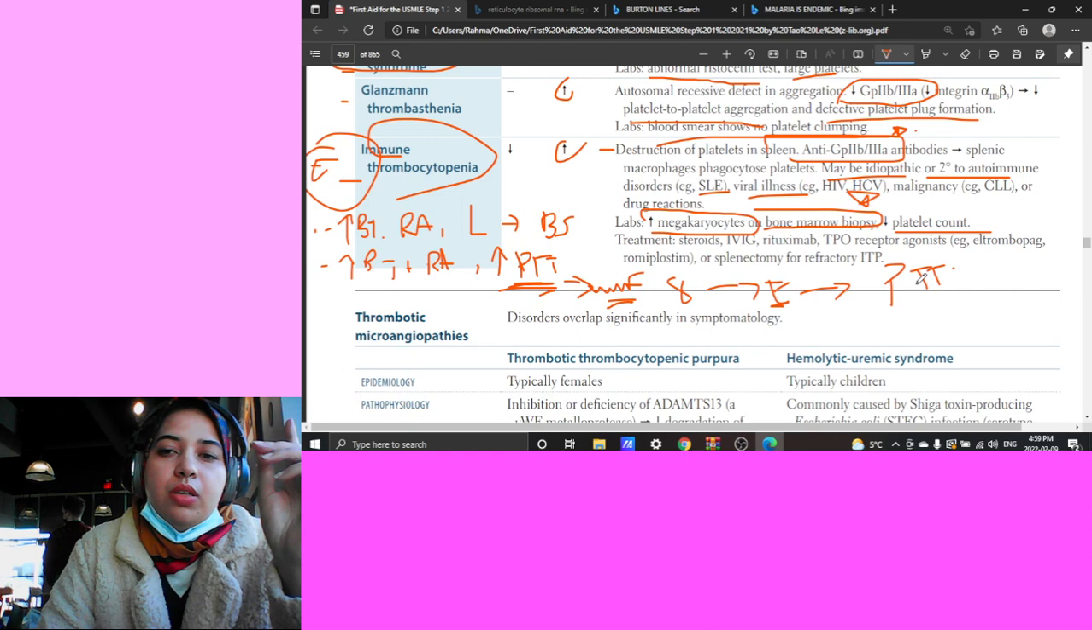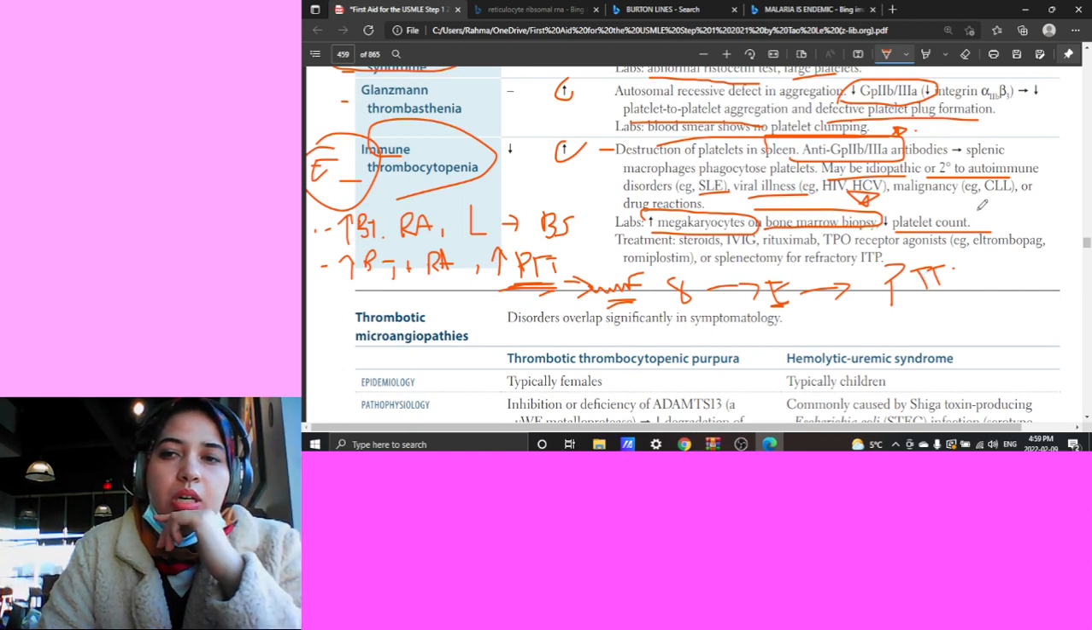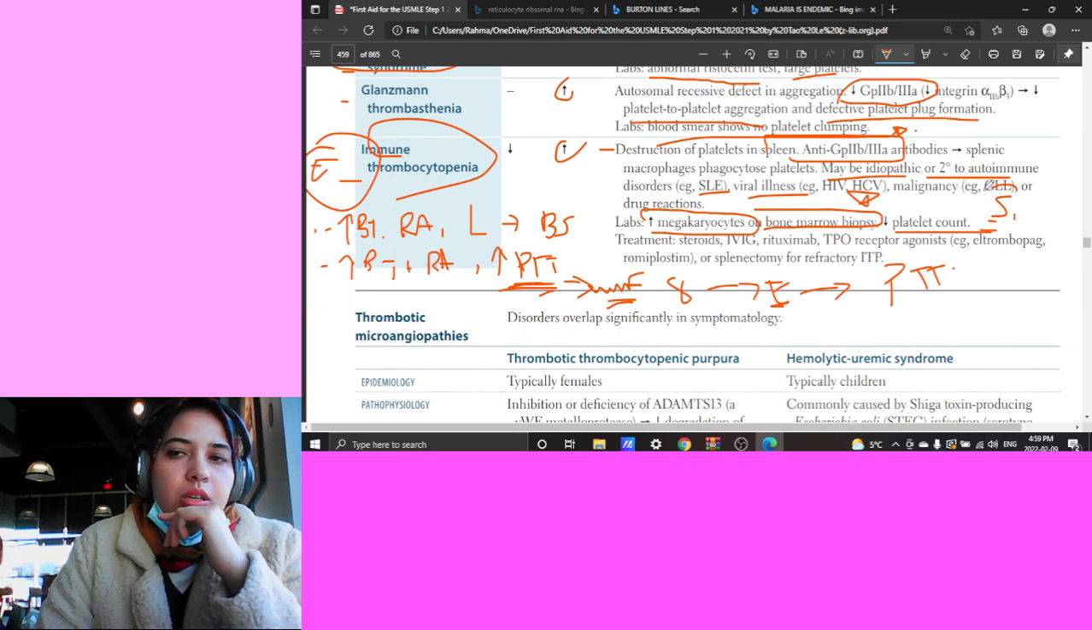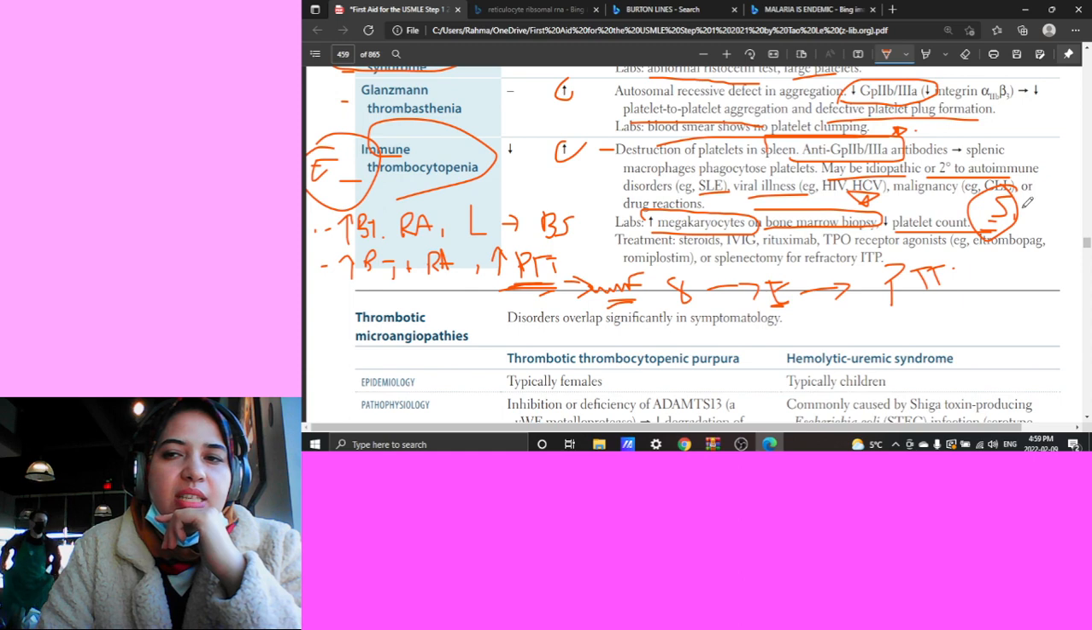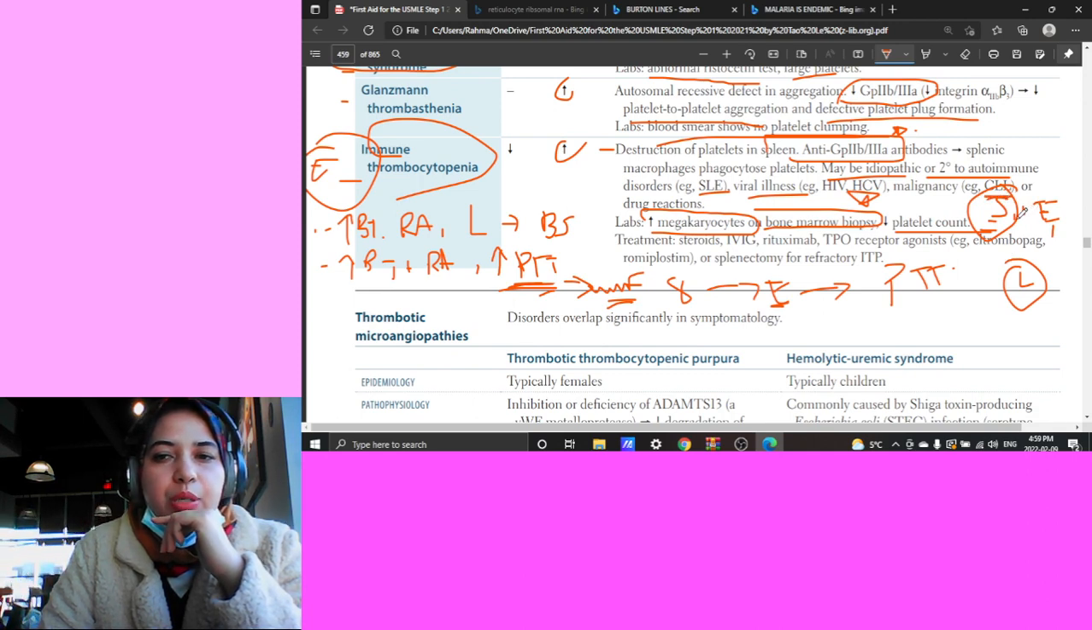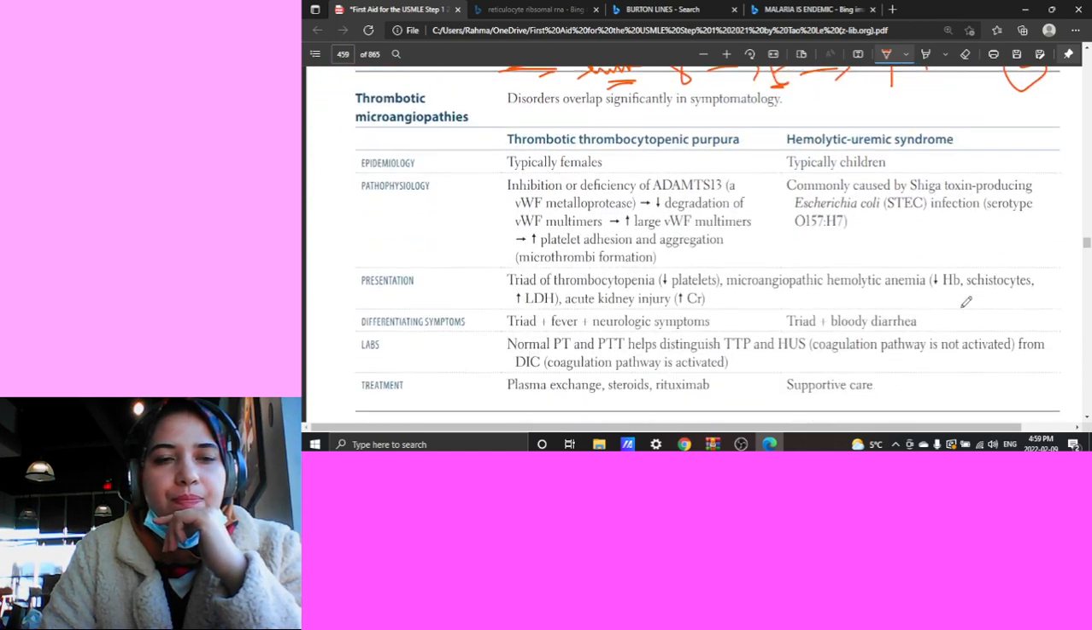Buzzwords for this are going to be: there is nothing wrong with the spleen, there's no hepatosplenomegaly. And like we said, it's a diagnosis of exclusion. No issues with the lymph nodes either. So you want to exclude malignancy from your differential. Treatment is steroids, or splenectomy for refractory cases.